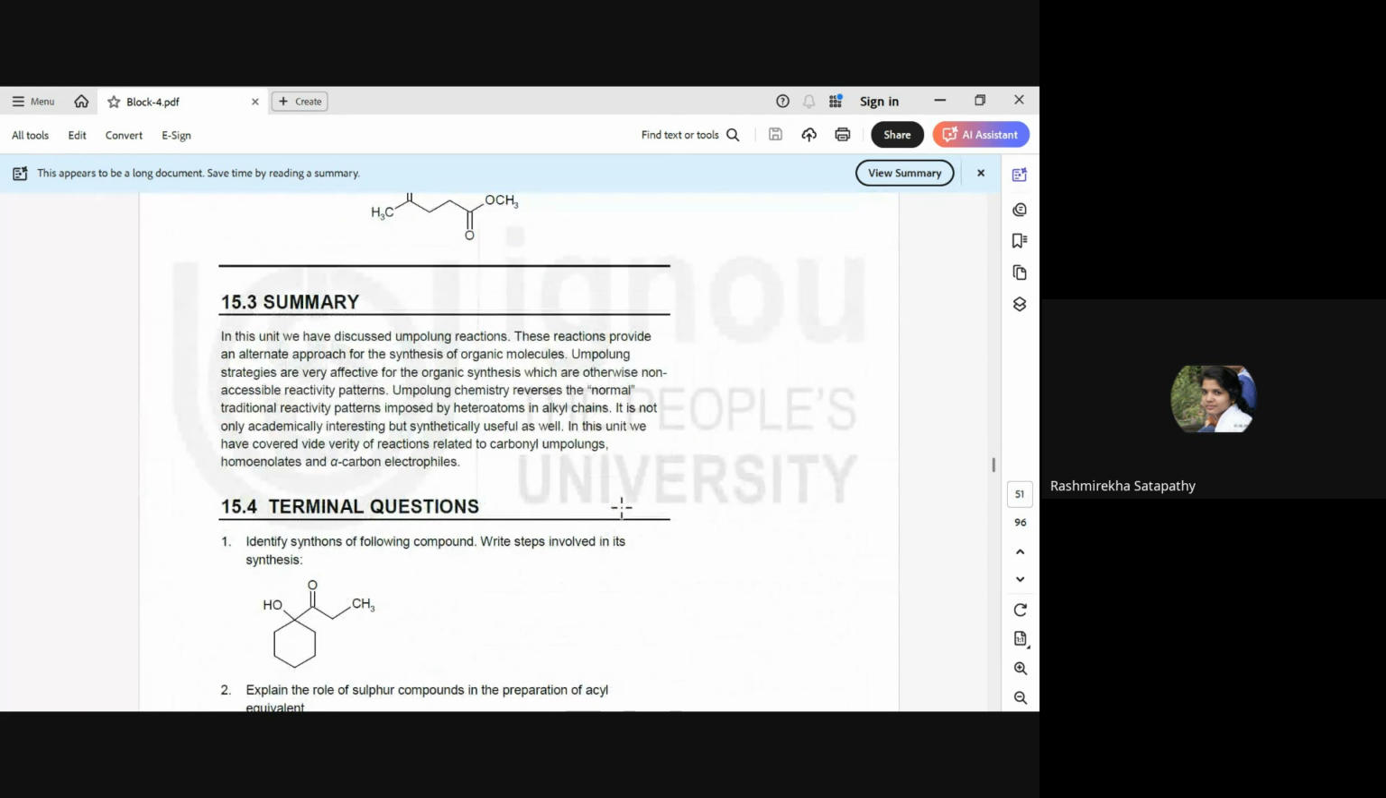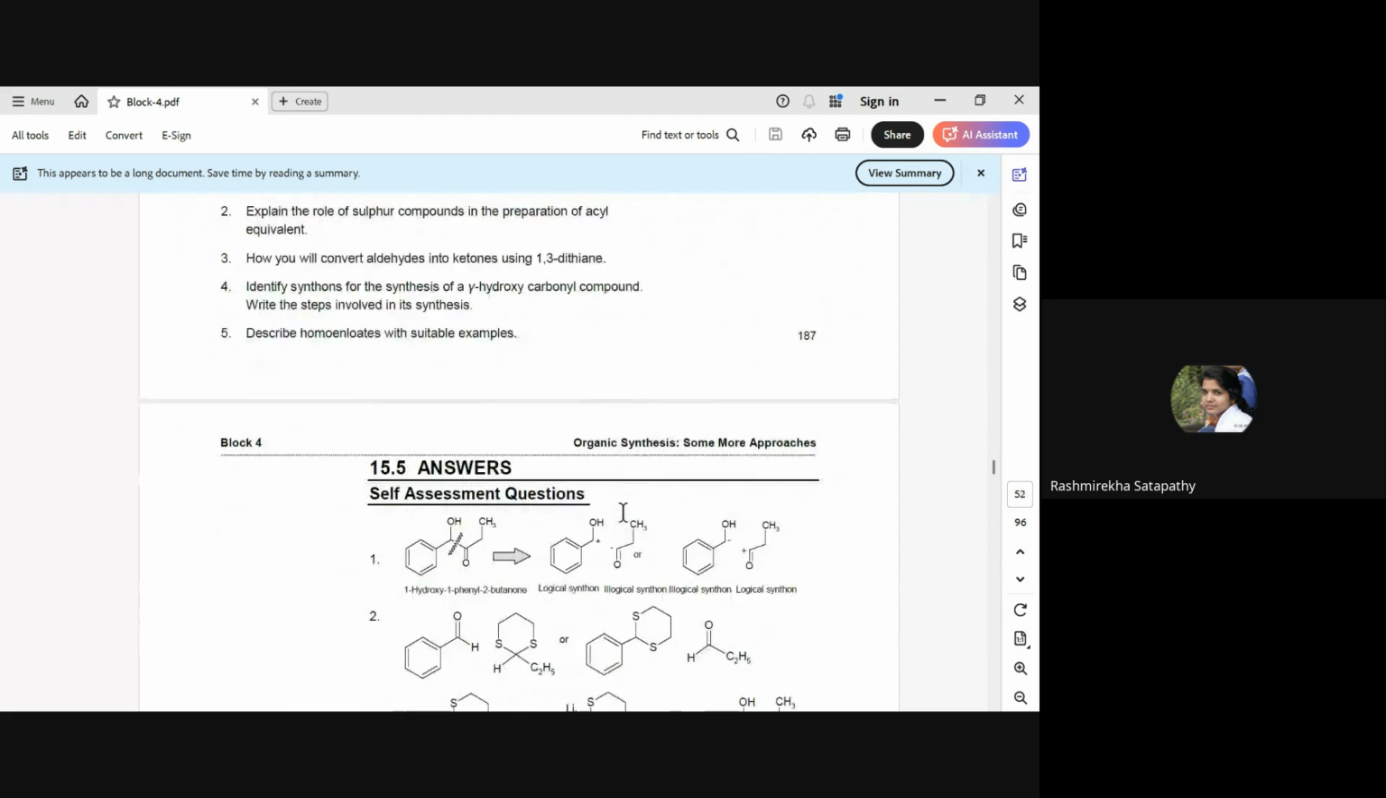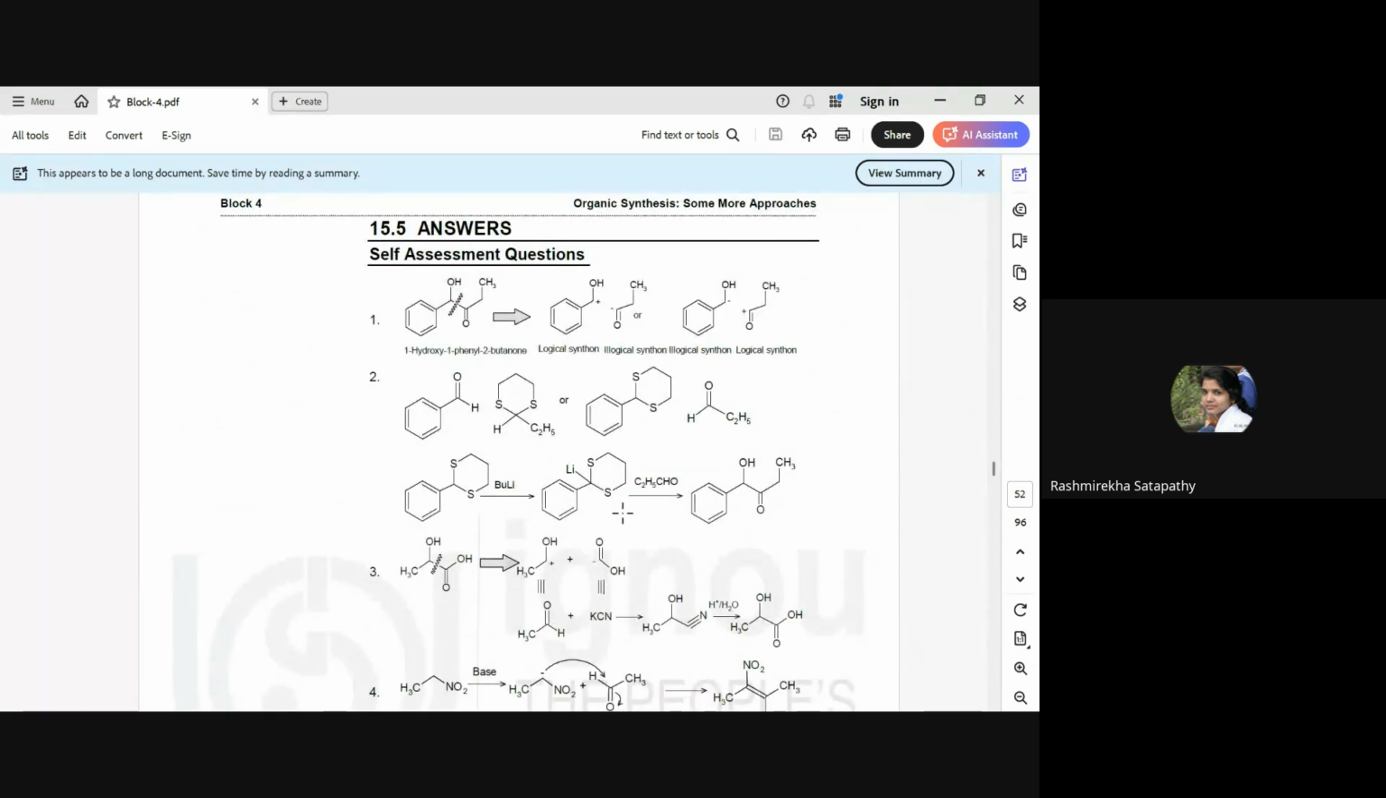In summary, in this unit, we have discussed umpolung reactions. This reaction provides an alternative approach for the synthesis of organic molecules. Umpolung strategies are very effective for organic synthesis, giving otherwise non-accessible reactivity patterns. Umpolung chemistry reverses the normal traditional reactivity pattern imposed by the heteroatom in the alkyl chain. It is not only academically interesting but synthetically useful. As well, in this unit, we have covered a variety of reactions related to carbonyl umpolung, homoenolates, and alpha carbonyl electrophiles. So these are the questions and answers that are already there.